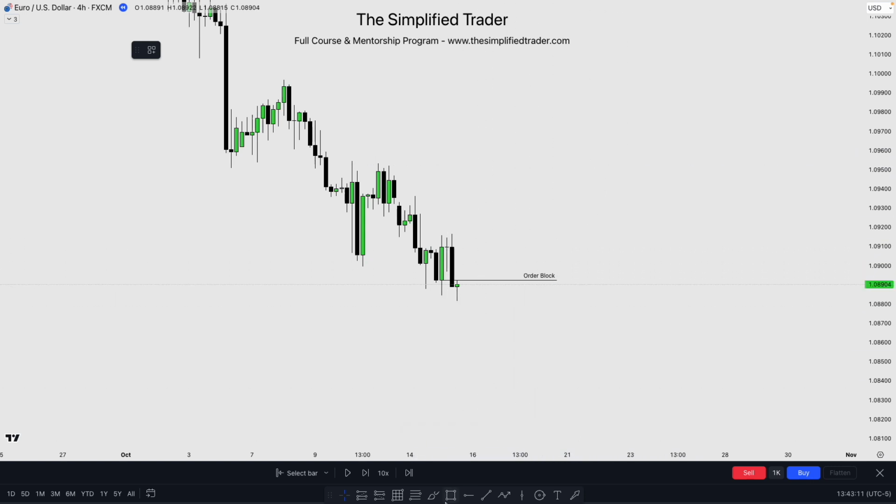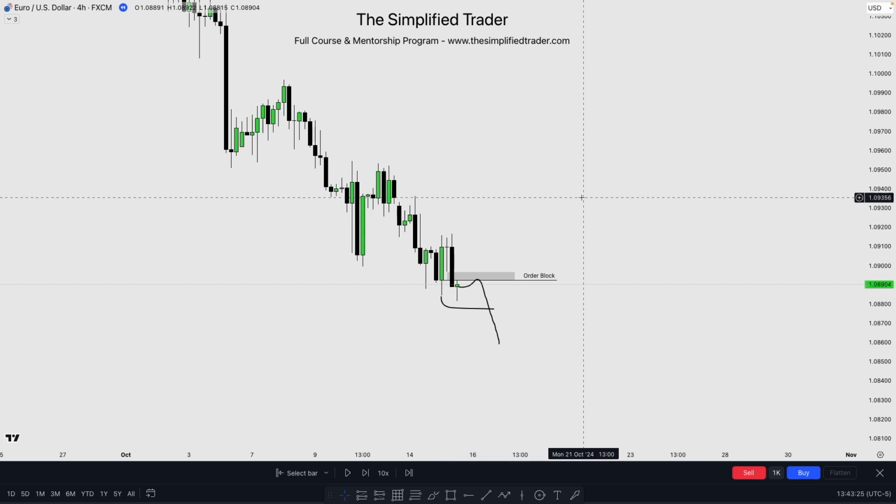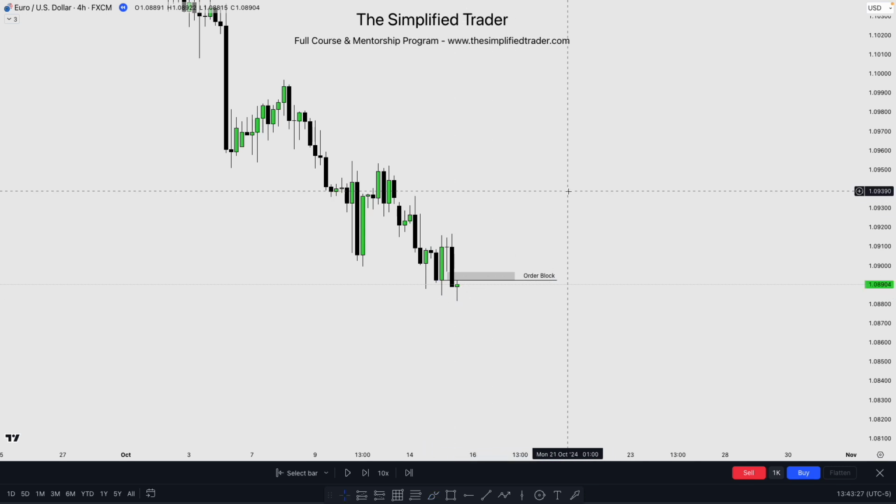In this leg of price, we can see that we do have this fair value gap that lines up with this order block. So I can expect a move into internal range liquidity and then seek out external liquidity again below this swing low. I can expect that to happen. So how do I get involved?